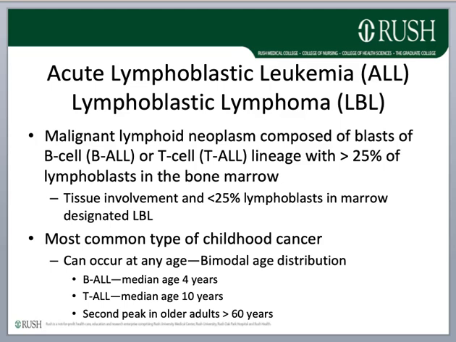Cases with tissue involvement and less than 25% replacement of marrow cellularity by lymphoid blasts have been designated as lymphoblastic lymphoma. ALL can occur at any age, but most cases are in children, and it constitutes the most common type of childhood malignancy. The disease actually has a bimodal age distribution. There's a higher incidence peaking in early childhood with a median age of 4 years for B-cell ALL and slightly older at 10 years for T-cell ALL, as well as a second lower incidence peak that occurs in older adults greater than 60 years.